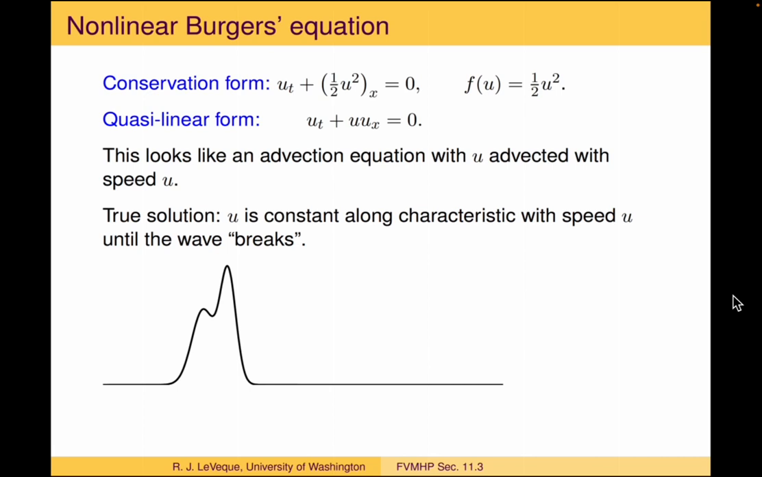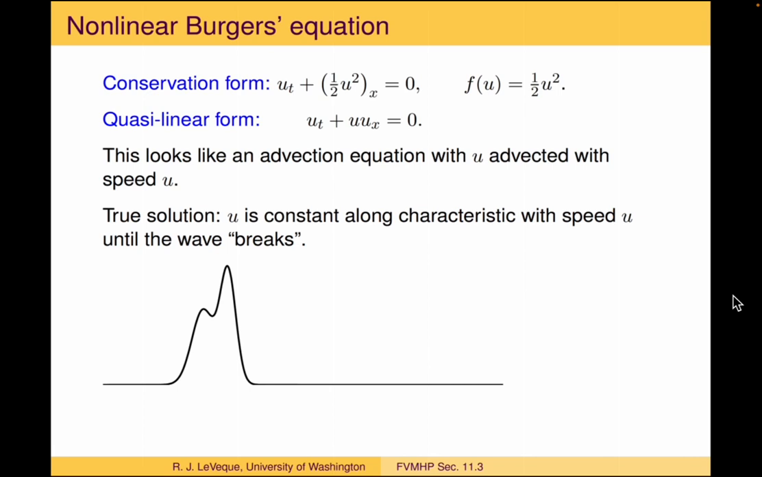And if we differentiate f(u) with respect to u, we just get u, and so the quasi-linear form of this equation is just u_t plus u u_x equals 0. And that looks like an advection equation, except that the speed u that things are advecting with is actually equal to the solution itself. So the speed of propagation depends on the solution value. And where u is larger, it's propagating faster. Where u is smaller, it's propagating slower.